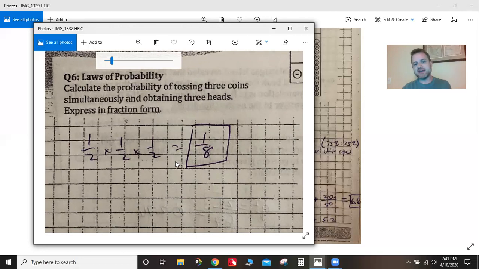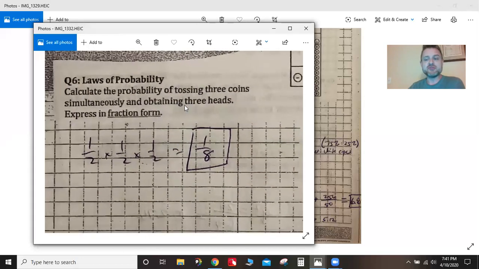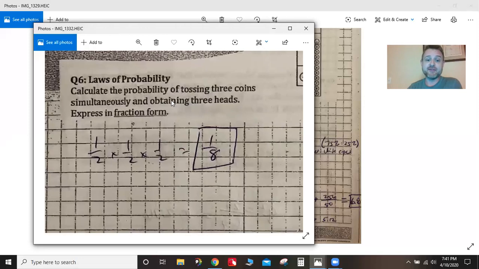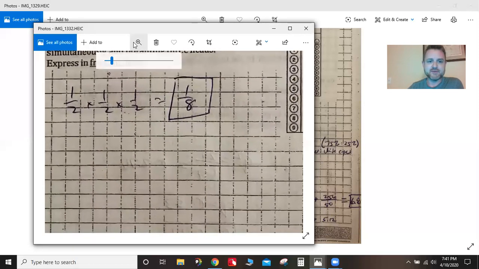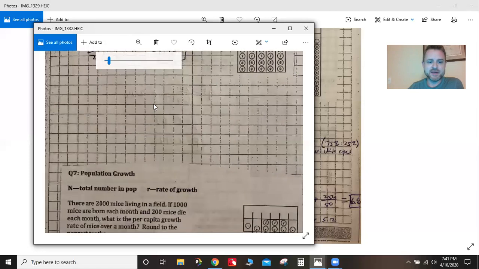If the question said, I did all that, what are the chances I toss a 4th coin and the 4th coin is also a heads? That's only a half. Each individual event is a half. All right, for all 3 to be heads, that's a half times a half times a half, which is 1/8. Okay, cool. Next question.